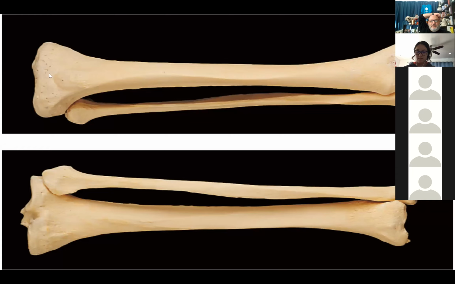There you go. What muscle, what bone is this? Tibia. Tibia, I just said it. There you go. That's excellent. It is indeed the tibia. It wasn't a trick question. It is the tibia. Excellent.